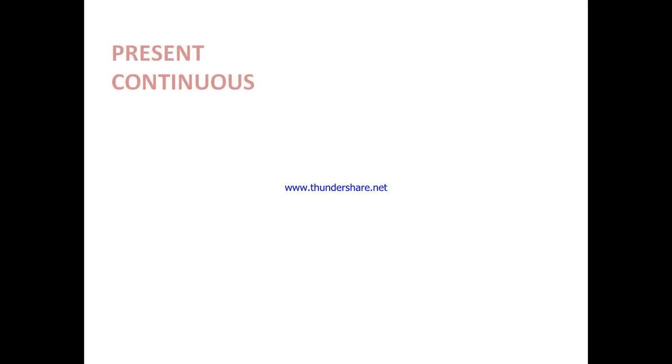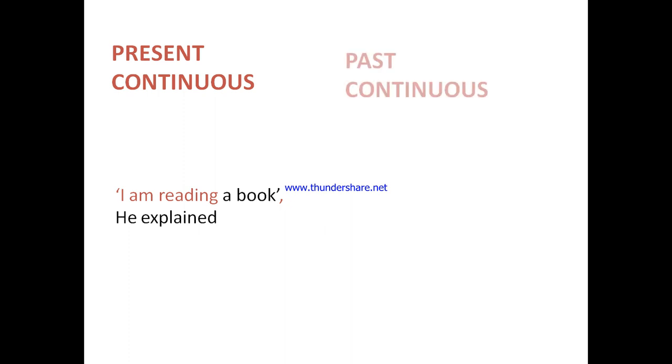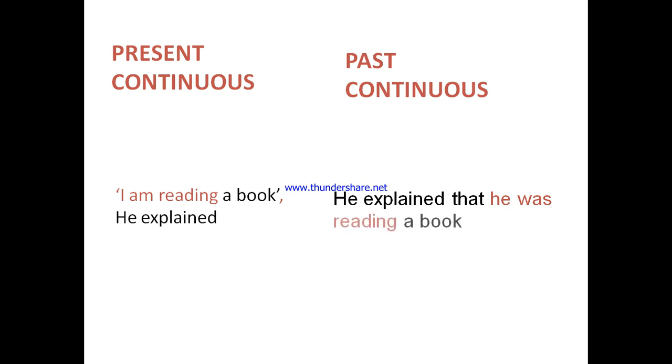Let's move to the second tense, the present continuous, with the sentence, I'm reading a book, he explained. To become reported speech or indirect speech, as you can see here, it goes from the present continuous to the past continuous. So the sentence becomes, he explained that he was reading a book.